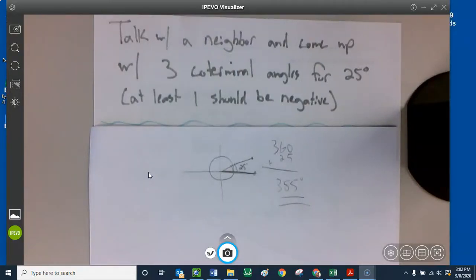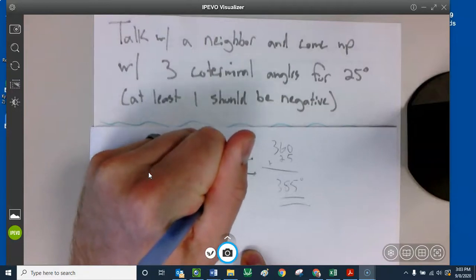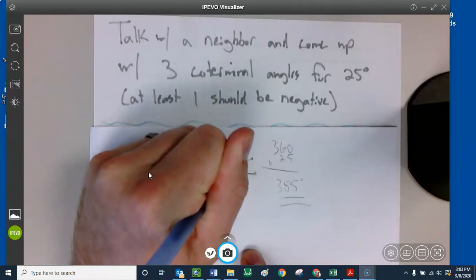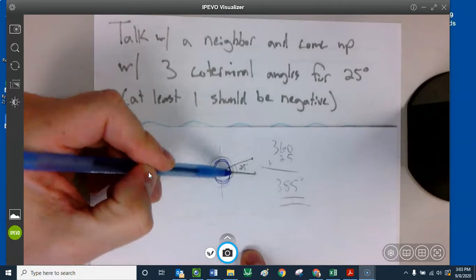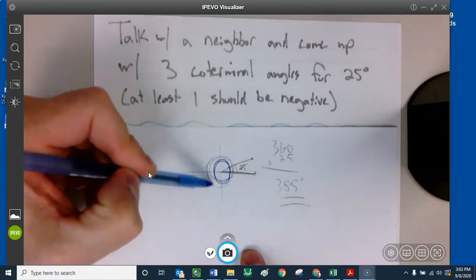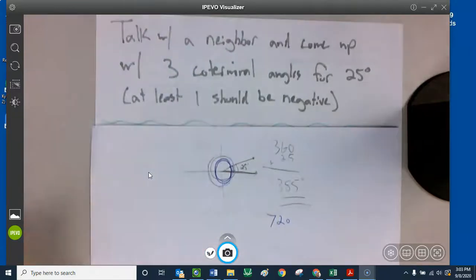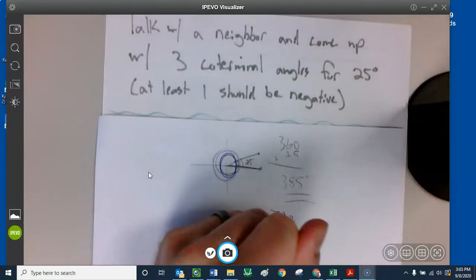I'm going to switch to a pen here because that pencil isn't doing what I need it to. Okay, how about another one? Well, we could just go around the circle again. I could go around twice. Sorry, let me do it again. 360, 720, then 25 more. So 720 and 25 more, we could say 745.